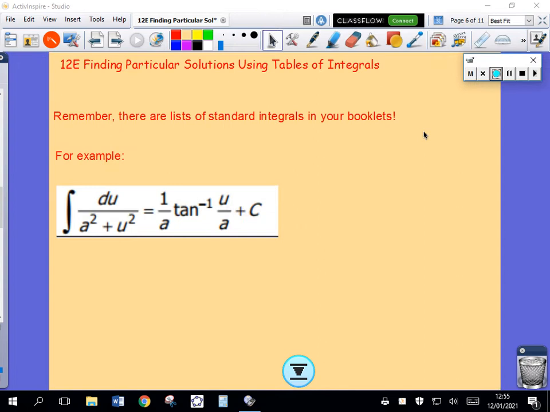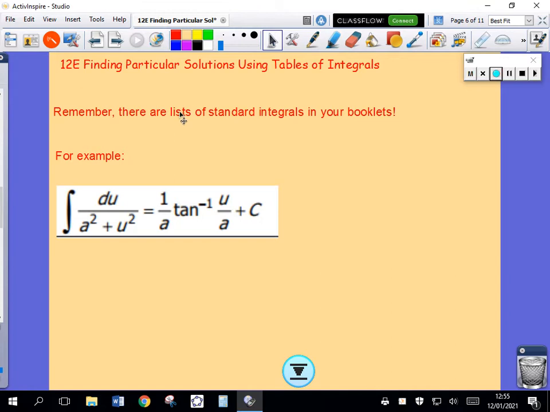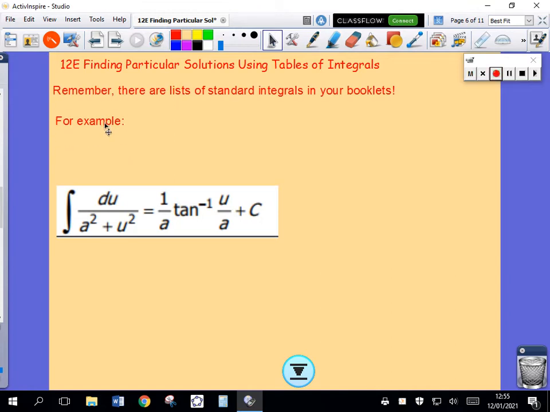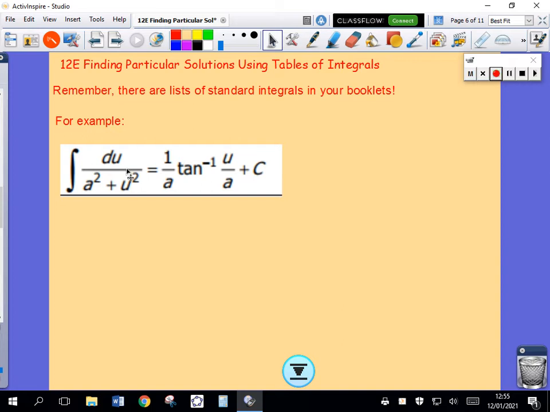Okay, in this lesson we're going to continue our work on finding particular solutions to differential equations, and this is an example where we're going to use a table of integrals in our solution. Remember, there are lists of standard integrals in your booklets which are given in your exam.